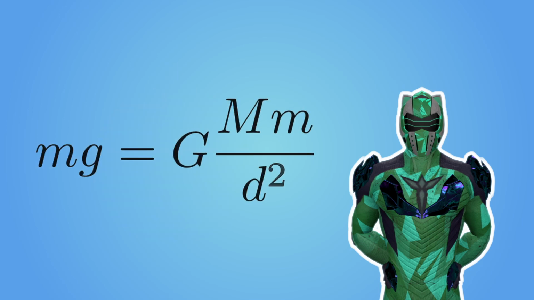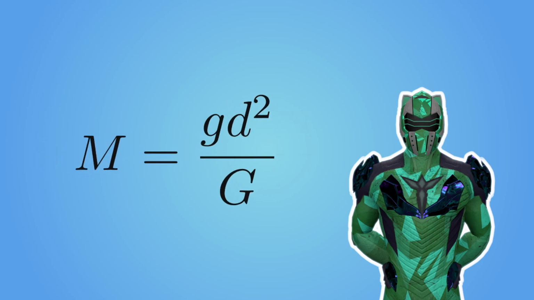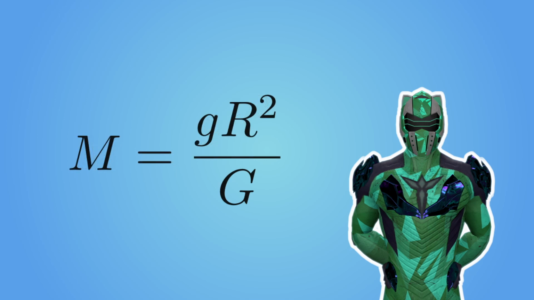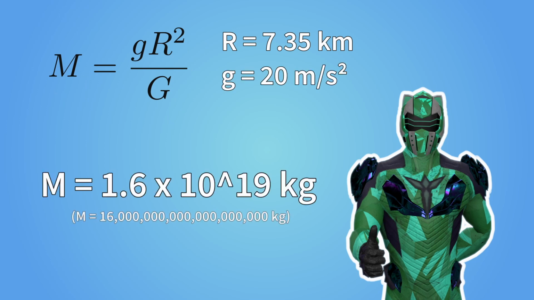So we put the two formulas equal to one another. Importantly, the mass of the object cancels out to only leave the mass of the planet. Rearrange the expression and we get this: mass equals gravity times radius squared divided by the gravitational constant. Perfect! We know the radius and we know gravity, so we just plug the numbers in and we get a mass of 1.6 times 10 to the 19th power kilograms.